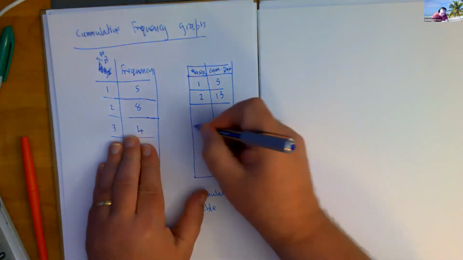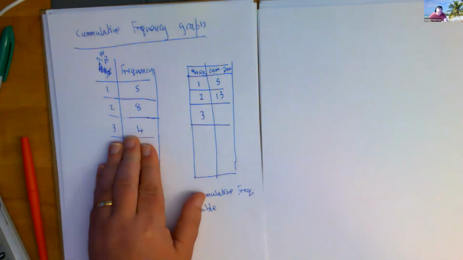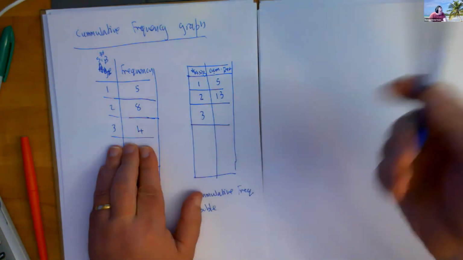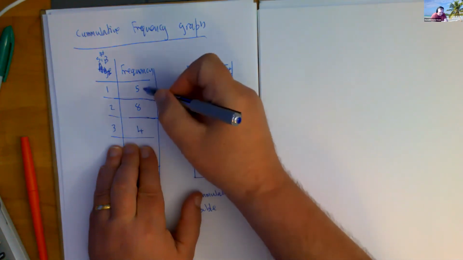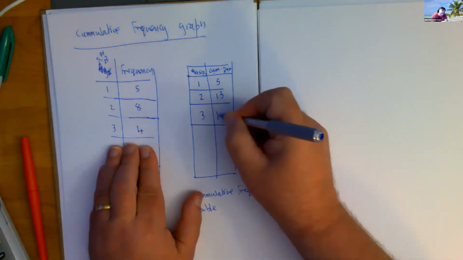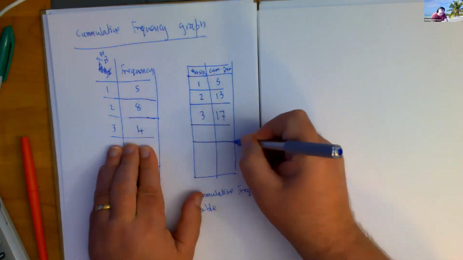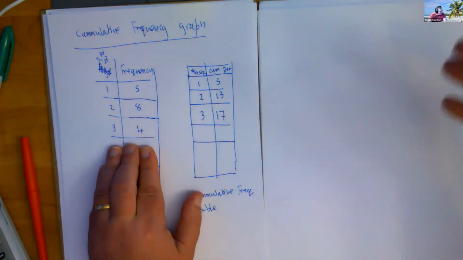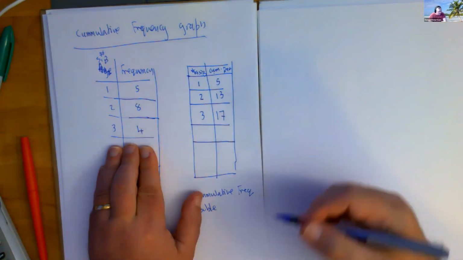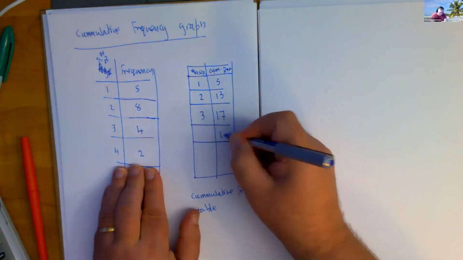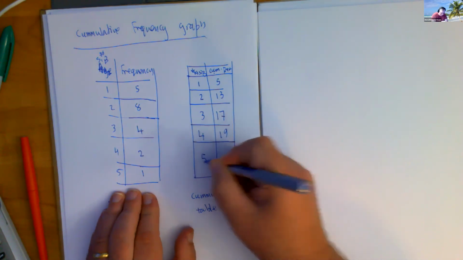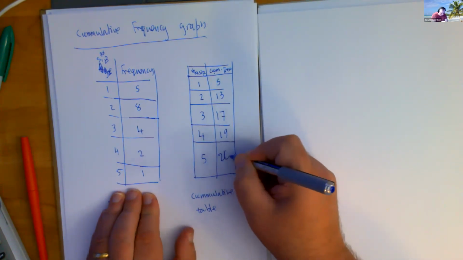So if you go to the next one, 3. That doesn't mean how many people had exactly 3 siblings. This 3 means 3 or fewer. So if you add them together, you get what? 17. Basically, it's adding on each interval as we go through it. Can you see in this case then, the next answer is going to be 19. And then the last one is going to be 20.